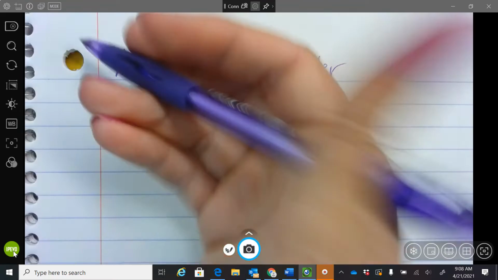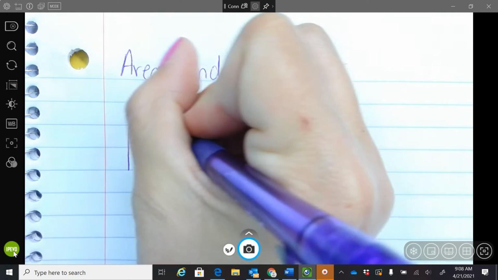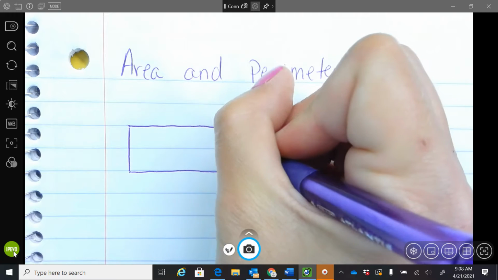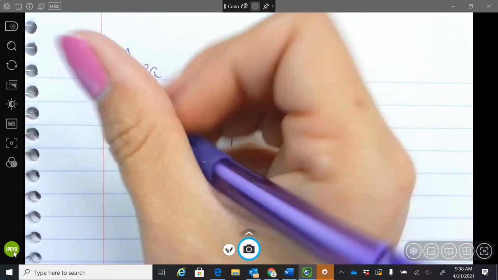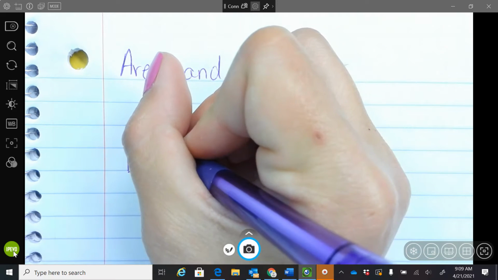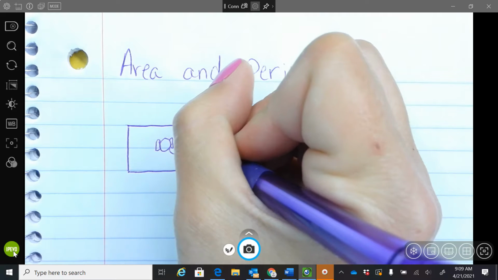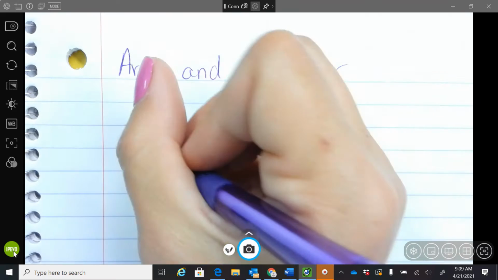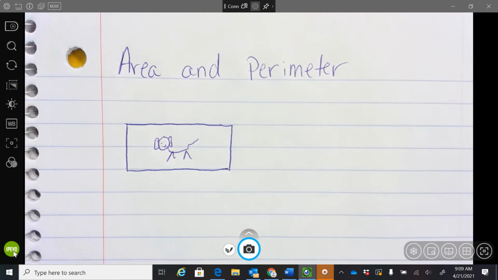So we're talking about area and perimeter. I'm going to draw a rectangle. Imagine this is your yard and you have a dog in your backyard. So not doggy, it looks like a little hot dog. It has like a candy face.